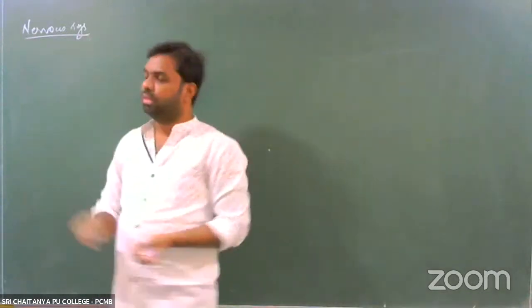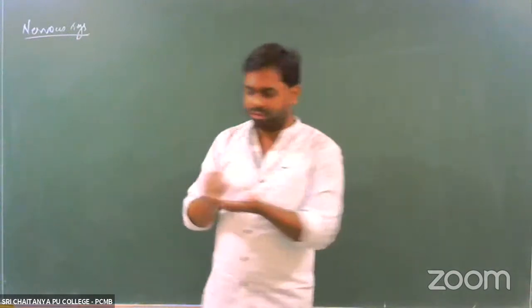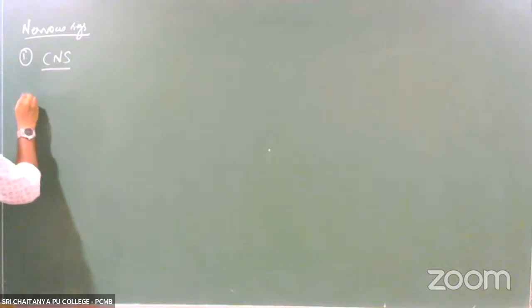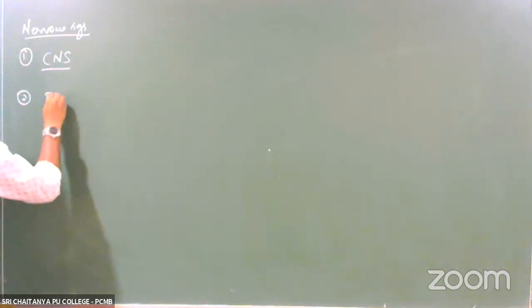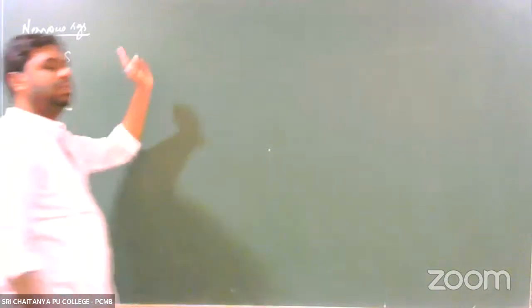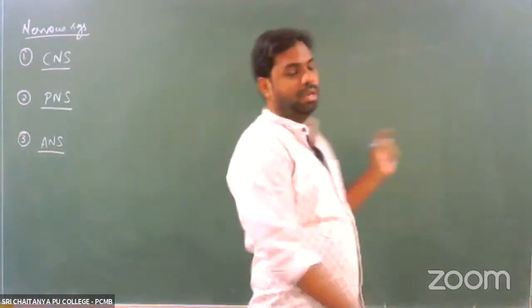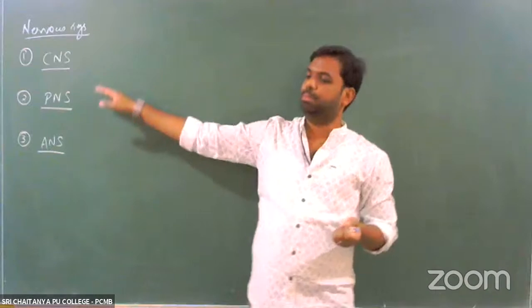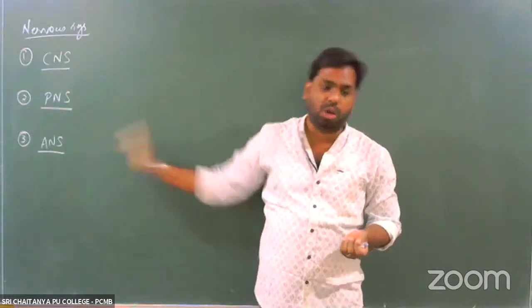Now, the nervous system of these organisms consists of three major components. Right? There are three major components. Number one, the first one is the CNS, which we know very well, called the central nervous system. The second component is the peripheral nervous system, what we call PNS. And the third component is the ANS, which is simply called the autonomic nervous system. Right? So these are the three major components of the nervous system in these organisms. They have the central nervous system, the peripheral nervous system, as well as the autonomic nervous system.